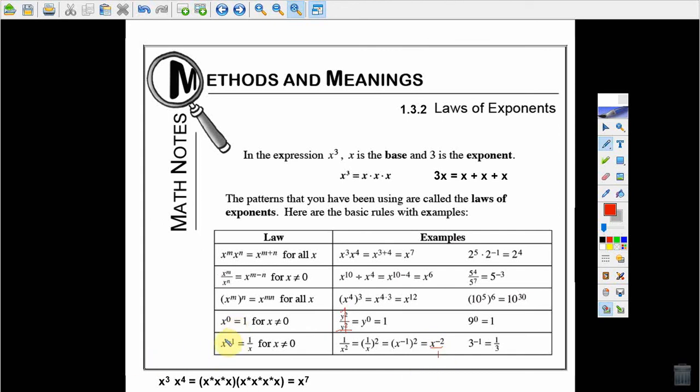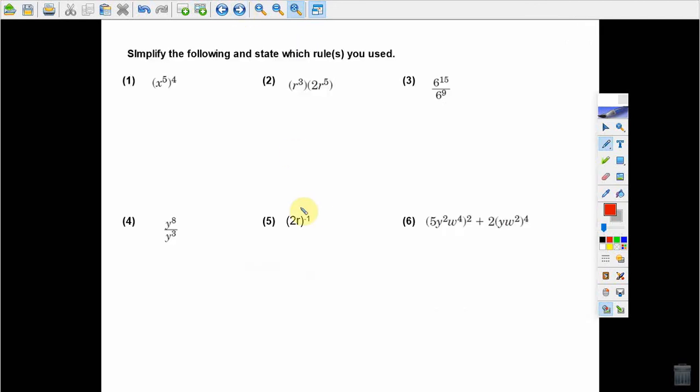If we thought about it like this, we have x to the negative 1. It can be written as x to the negative 1 over 1. If we want to make the exponent positive, we move it down, so that would be 1 over x to the first, like that. All right, guys, let's take a look at some examples.